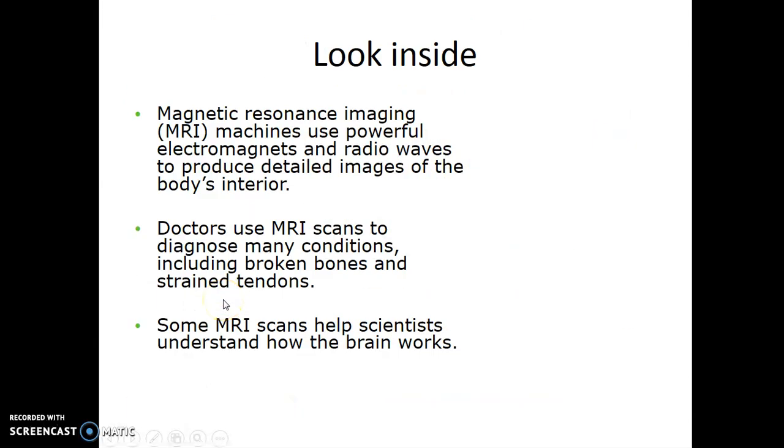So MRIs, those are the machines that are used for looking inside of your body and looking inside your brains and your heads and stuff like that. Those are powerful electromagnets, and they use electromagnets and radio waves that produce a detailed image of whatever's inside. So doctors use that to scan and diagnose different ailments and things like broken bones, strained tendons, things like that.